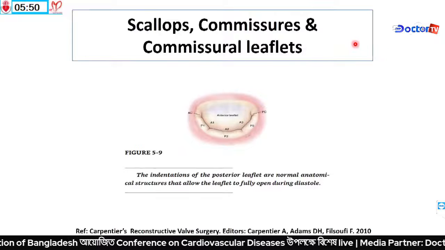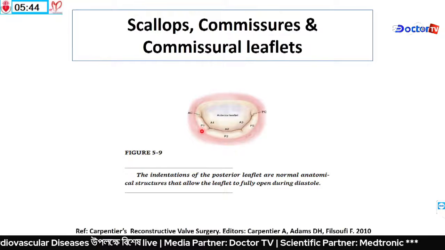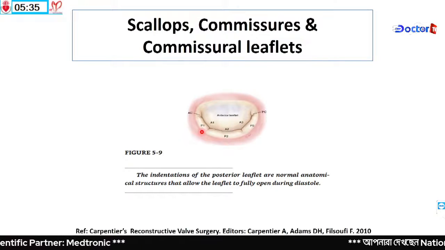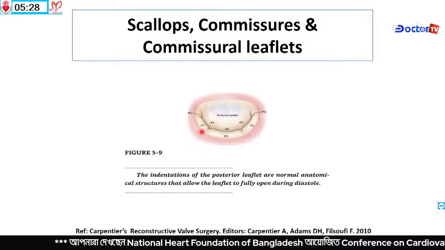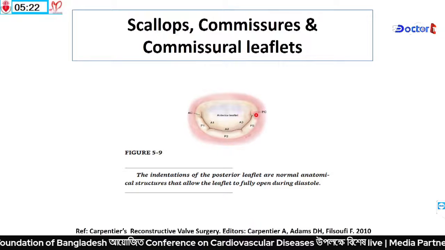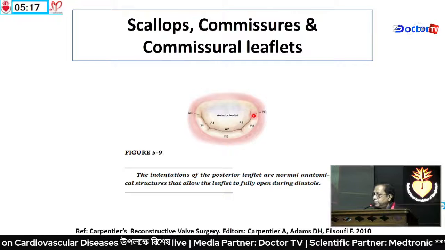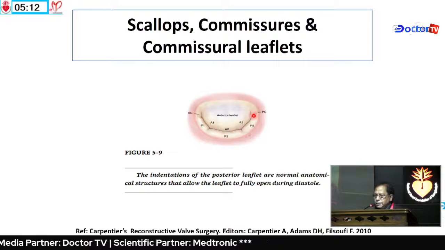And this is the picture you can see. These are the scallops. Scallops are determined by the indentation that is on the PML. And the anteriormost location of the scallop is the P1. And the corresponding portion of the AML is regarded as the A1, A2, and A3. And there are two commissures. And for the surgeon, this triangular shape structure is regarded as a commissural leaflet. And according to the repair, it is very important for the surgeons.